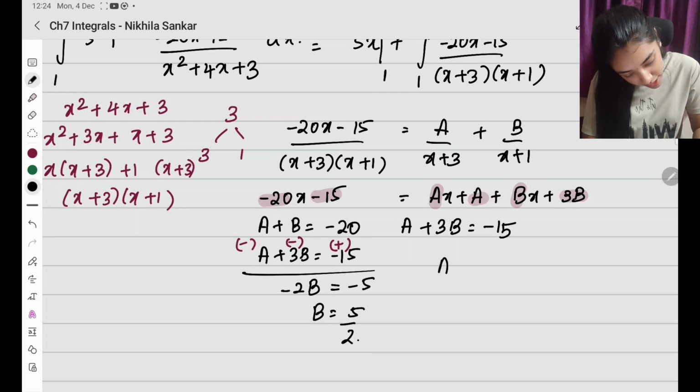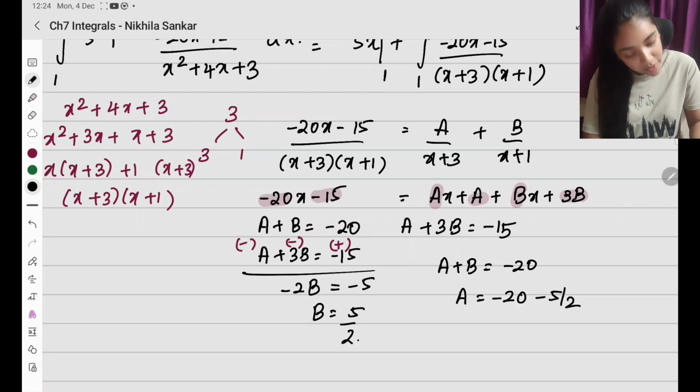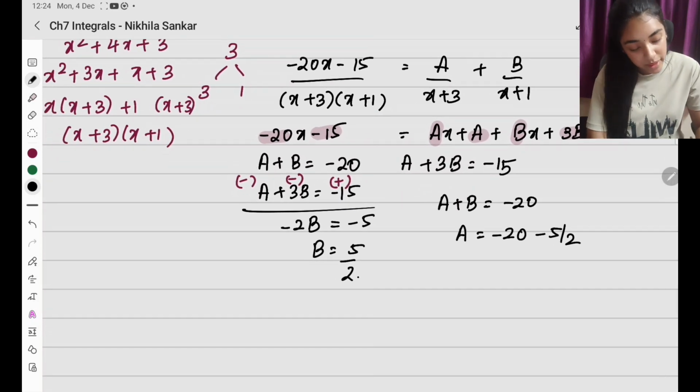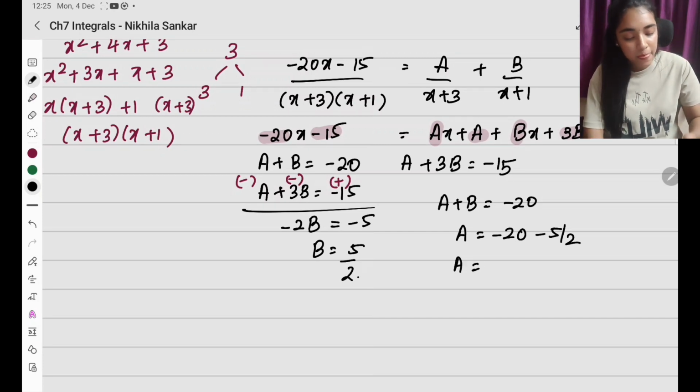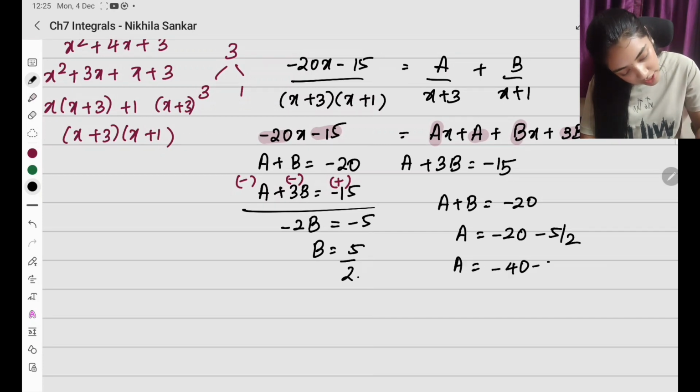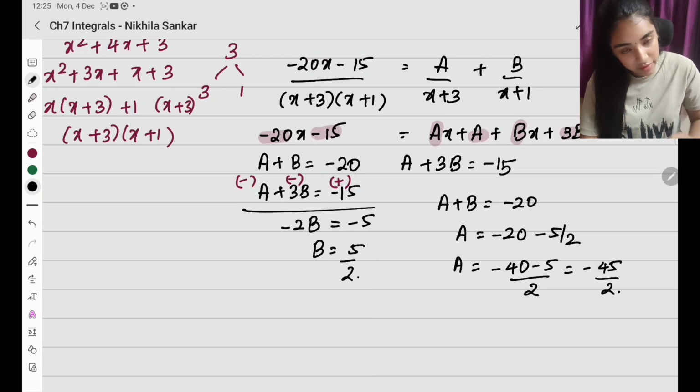So I have a plus b equals minus 20. A equals minus 20 minus b, which is 5 by 2, so minus 20 minus 5 by 2. When I take the LCM, I have minus 20 times 2, which is minus 40, minus 5, divided by 2, which is minus 45 divided by 2.